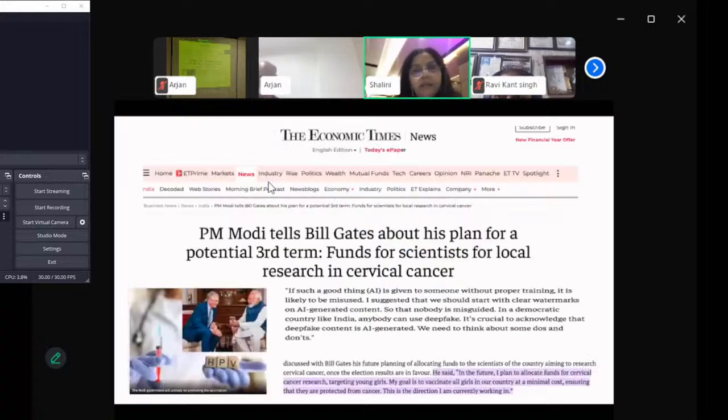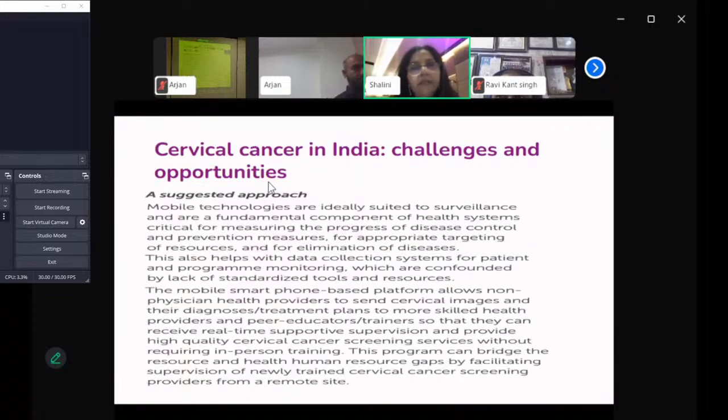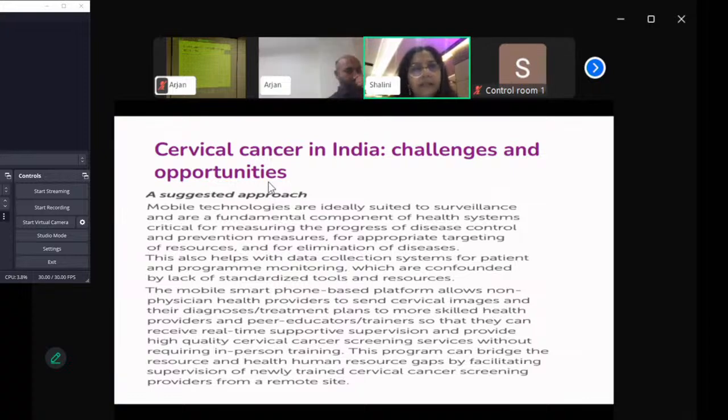Recently, on the 31st of March, this was the headline: PM Modi tells Bill Gates that we will be focusing on screening of cervical cancer, and research funds will be allotted for this. This will be more on vaccination and everything. And this is by the Georgia University of Global Health, that cervical cancer has a burden in the Indian territory, and a mobile smartphone-based platform allows the physician, and probably some imaging technique would help in managing and targeting the population suffering from cervical cancer.